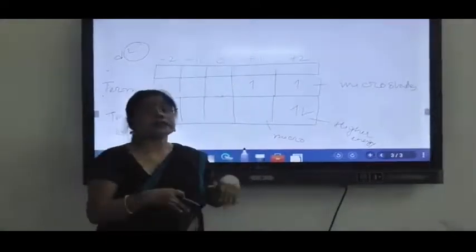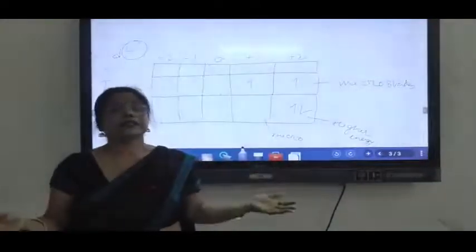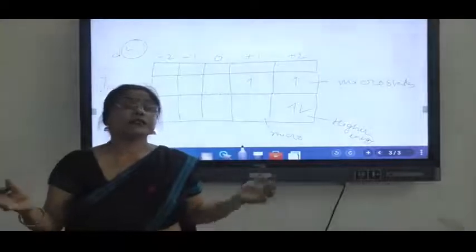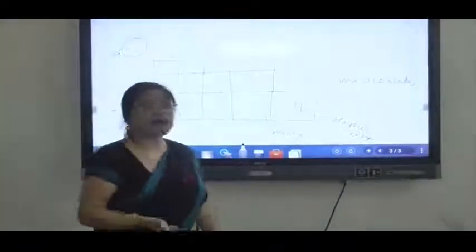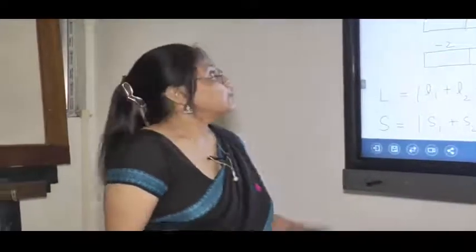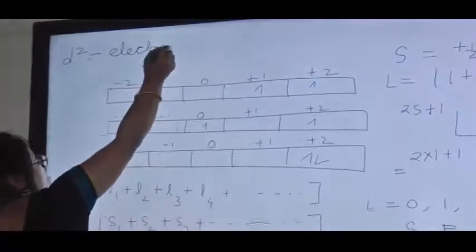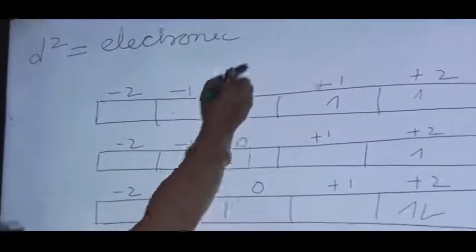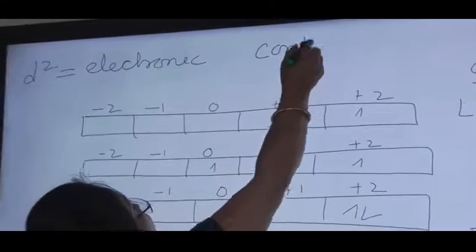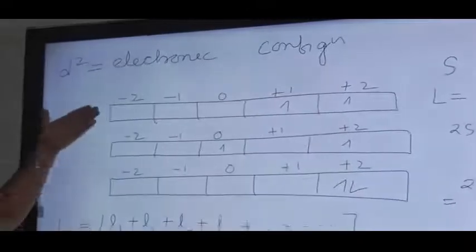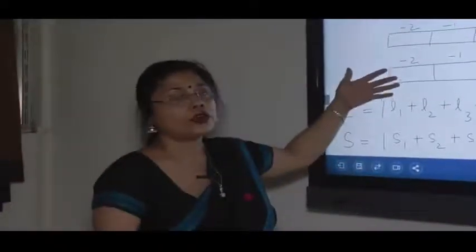Different energy means different states. Different states means different term symbols. Now how to calculate these term symbols? For 2d electrons, this is the electronic configuration. For this electronic configuration, we will have many microstates, but we are taking only 3.